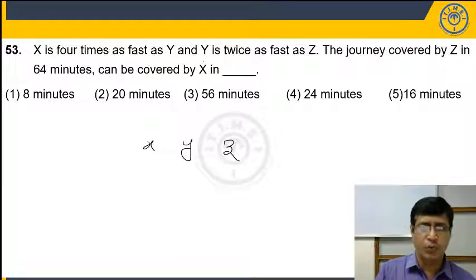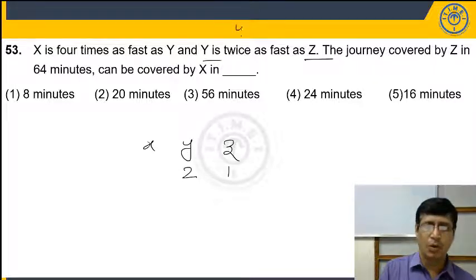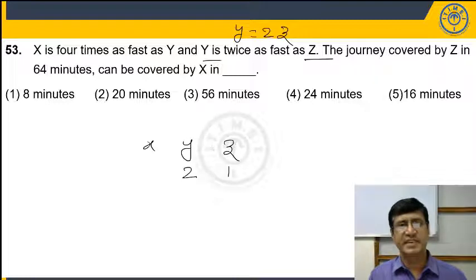So, y is twice as fast as z, which means when you take z as 1, you will get y as 2 times. Twice means 2 times of z. Y is twice as fast as z, so y by z is equal to 2 by 1. When z is equal to 1, you will get y as 2.